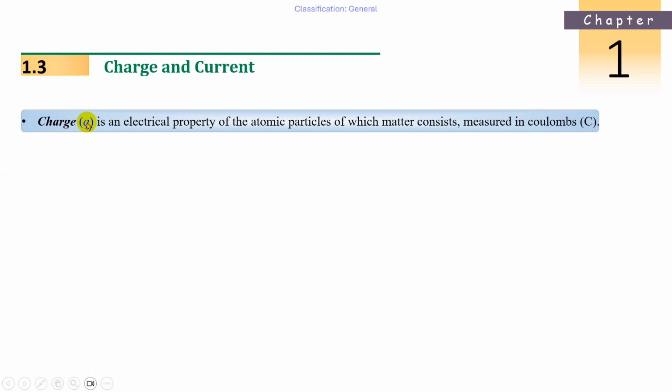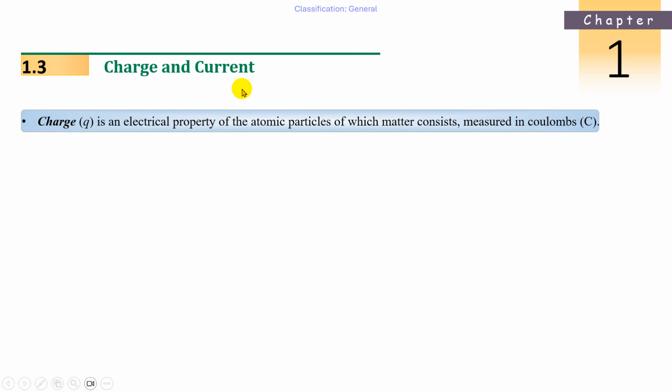Charge is denoted by small q. We have two different denotations, small letter and capital letter. Small q is the charge, and capital Q is used in a different way that will come next. Charge, small q, is an electrical property of an atomic particle of which matter consists, measured in coulombs. It means that inside each molecule, in each material, we have a charge, an electrical property. Inside we have electrons, and those electrons carry a charge.